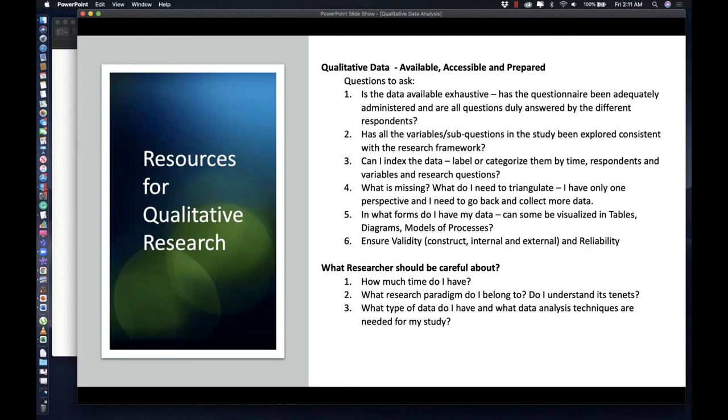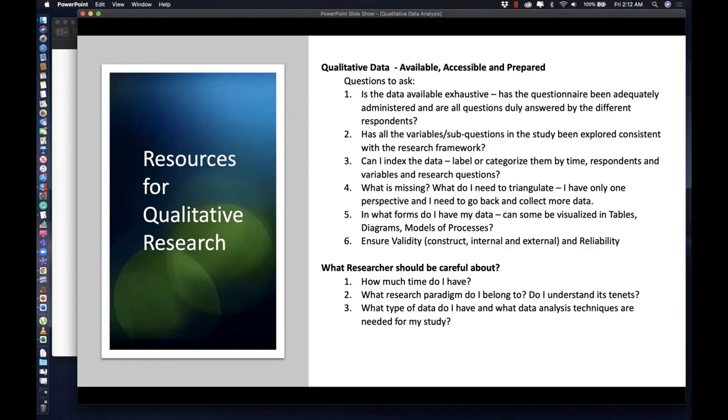Okay. This is quite a lot. Can I index the data, that is, label and categorize them by time, respondents, variables and questions, which is important? You have a lot of data that you have collected. Can you categorize and label them and place what goes where? Which one is linking to this particular issue?